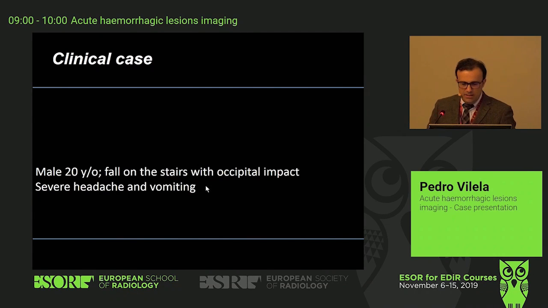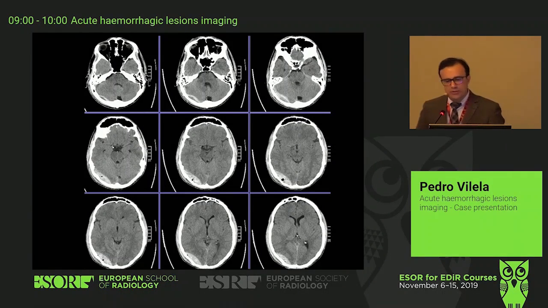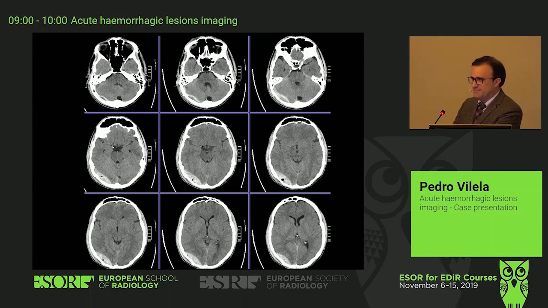So we did imaging, and you have seen this case already during the lecture, so it should not be very difficult to take. So I will ask the collaboration from the first row here, where you have the microphone and the pointer, and just point to us what are the positive findings that you see here.